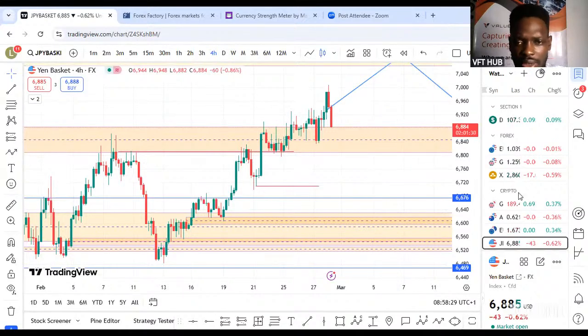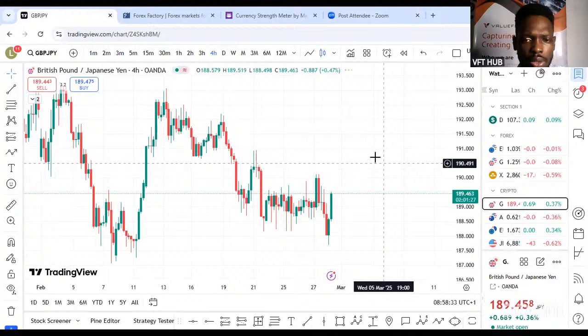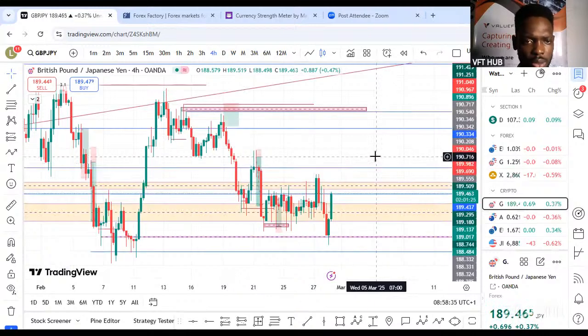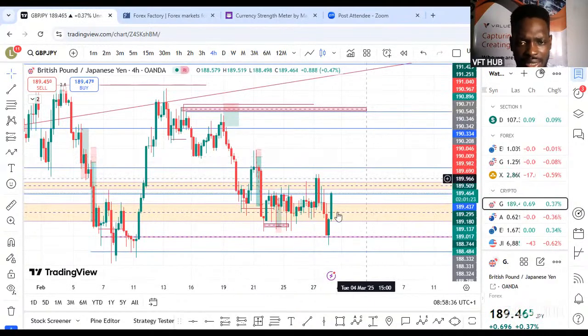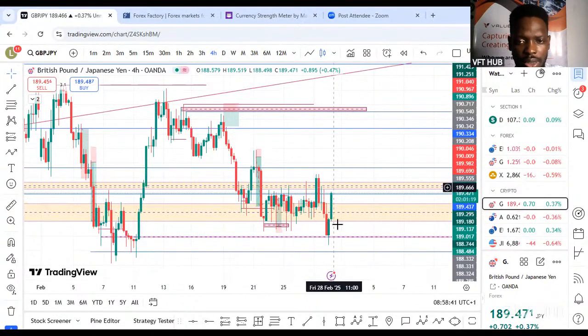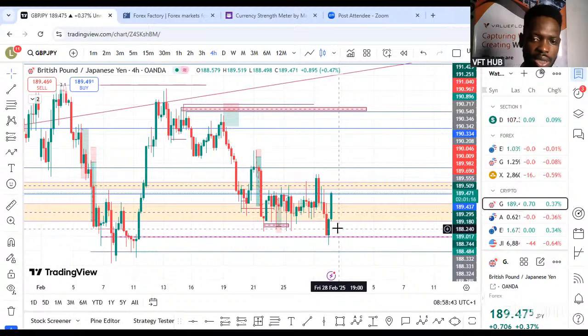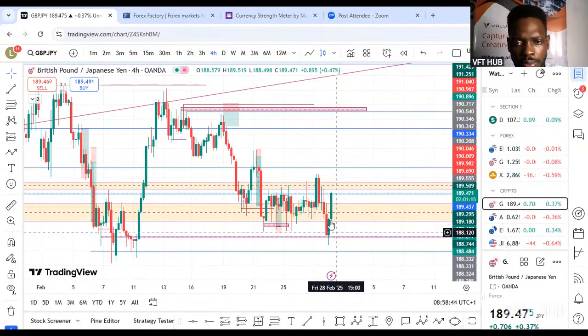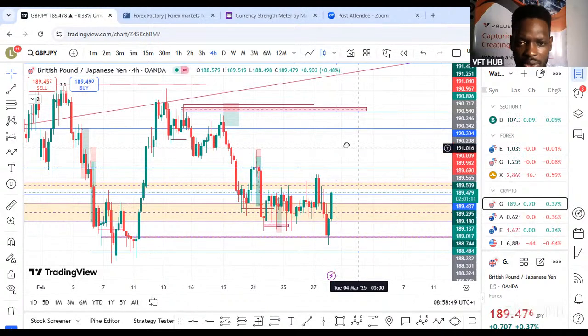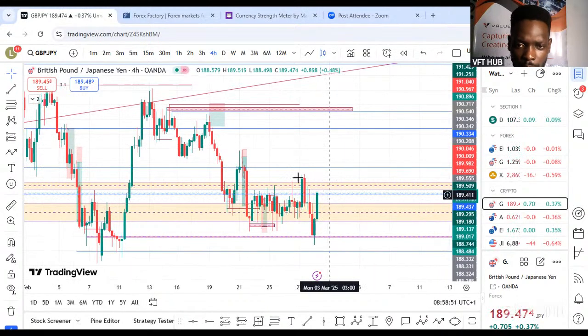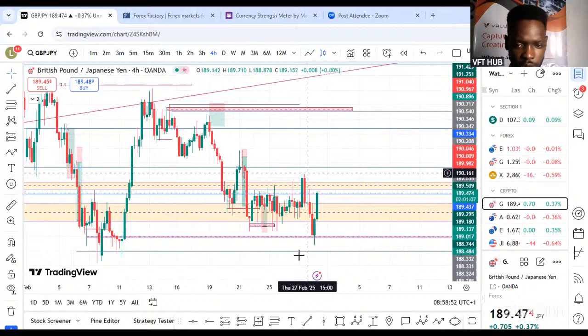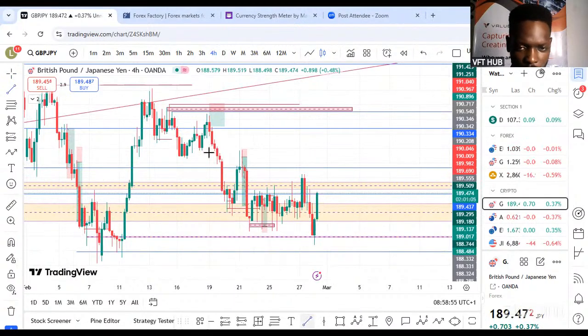So if you are expecting this on the yen basket, what should we look out for on GBP/JPY? Now, if the yen basket is tanking all through to that level, where should we expect GBP/JPY? What should we expect from the GBP/JPY? So we expect GBP/JPY to rally also. So what I'm saying for GBP/JPY is for it to come, take out liquidity here. So this is it for today on GBP/JPY.